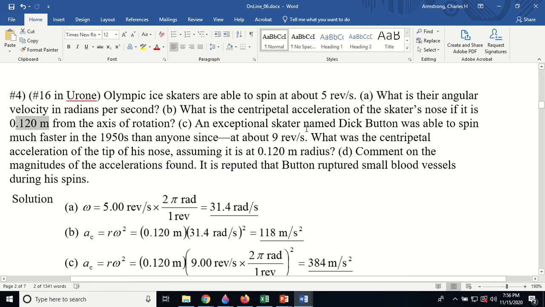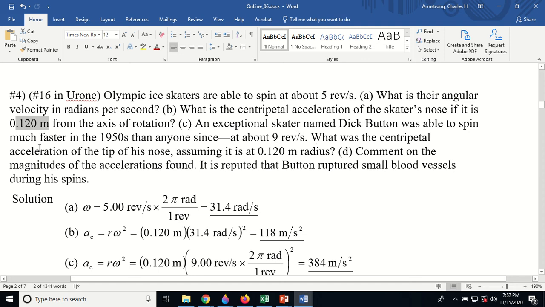An exceptional skater named Dick Button was able to spin much faster in the 1950s than anyone since. I should look him up. I wonder if he's still alive. At about 9 revolutions per second. So not 5 revolutions per second like up here, 9 revolutions per second.